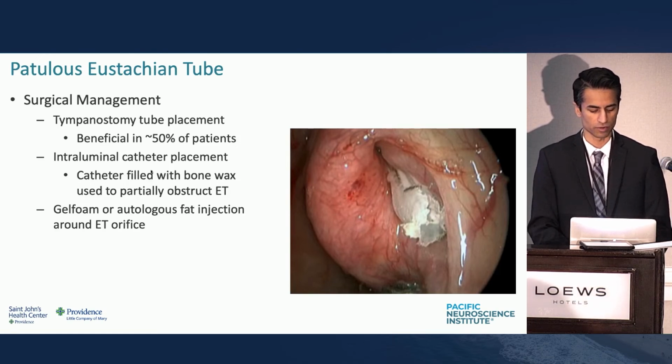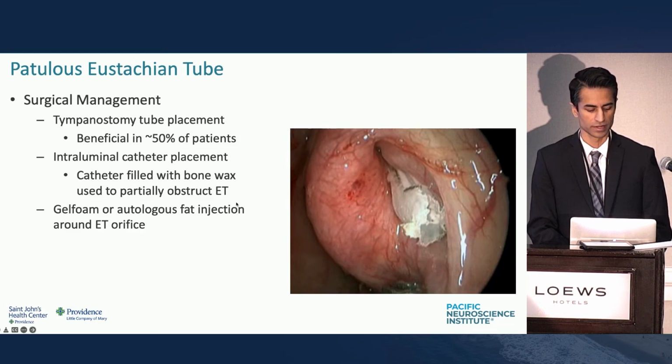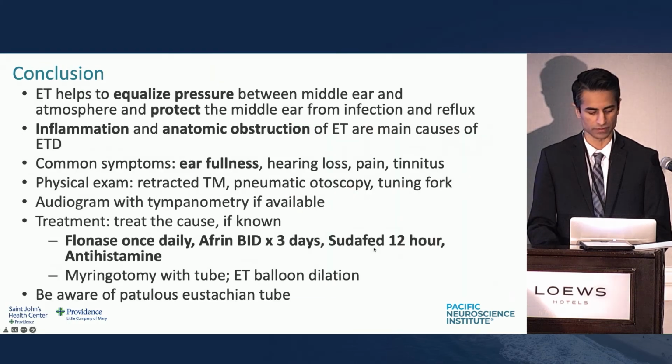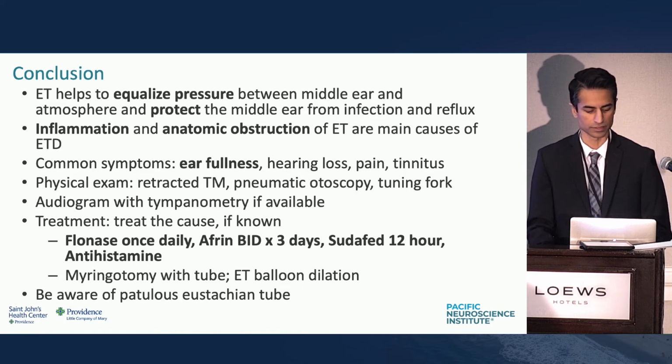But typically what we're doing is some type of direct therapy to the Eustachian tube orifice here. Some people will place a catheter filled with bone wax into the Eustachian tube to partially obstruct it. And then there's certain injections that we can do around the Eustachian tube orifice. Sometimes it's gel foam, filler, autologous fat injection around this area to bulk up that area and close off the Eustachian tube.